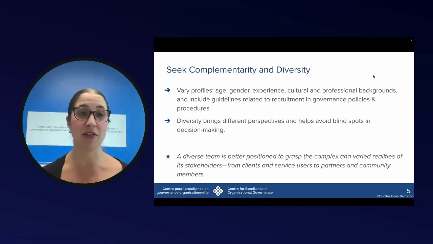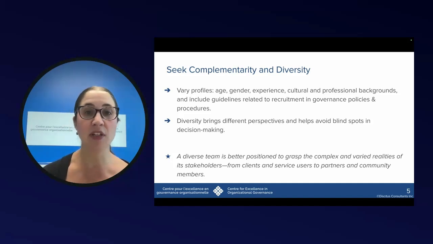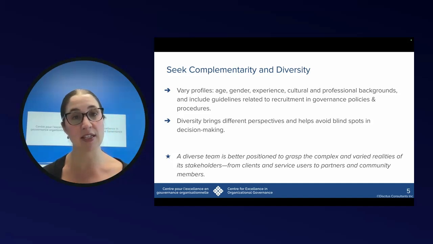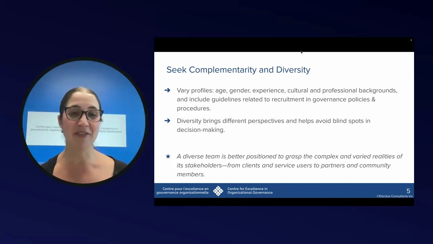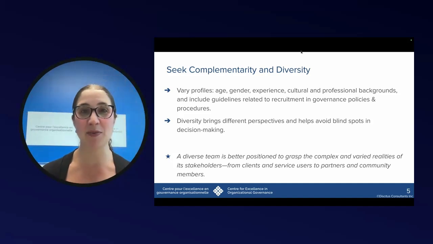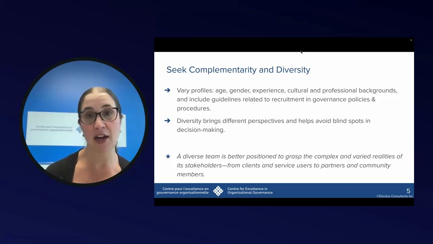Seeking complementarity and diversity. When you're choosing or naming your officers, varying the profiles is important. And we're talking about a lot of different aspects here: age, gender, experience, whether it be professional or personal experience, cultural background, and include guidelines related to recruitment in governance policies and procedures. Remember that diversity brings different perspectives and helps avoid blind spots in decision making. A diverse team is much better positioned to grasp the complex and varied realities of stakeholders, from clients and service users to partners and other community members.